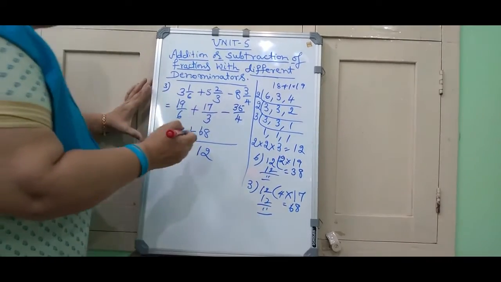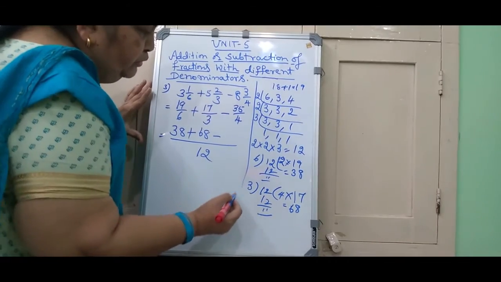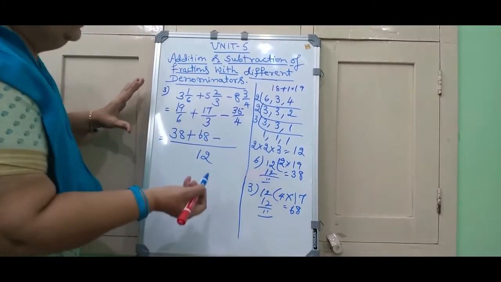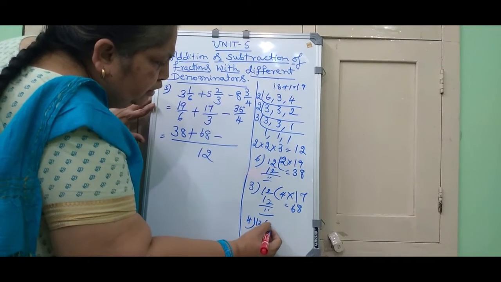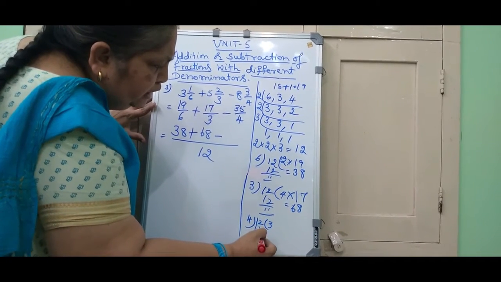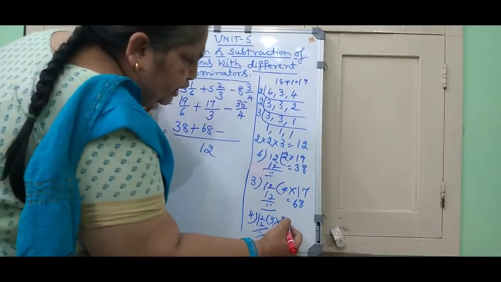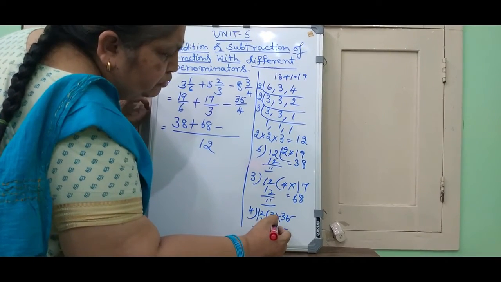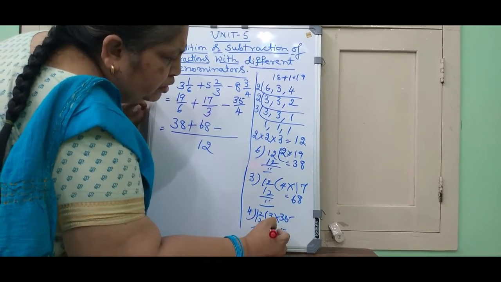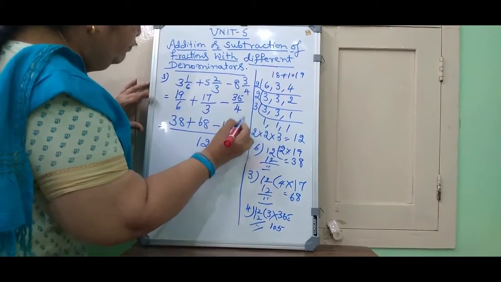Write the plus sign only and then minus. So you write the minus sign here. Again let us divide 12 by 4. 4 3s are 12. 3 must be multiplied by 35. So this will be 105.